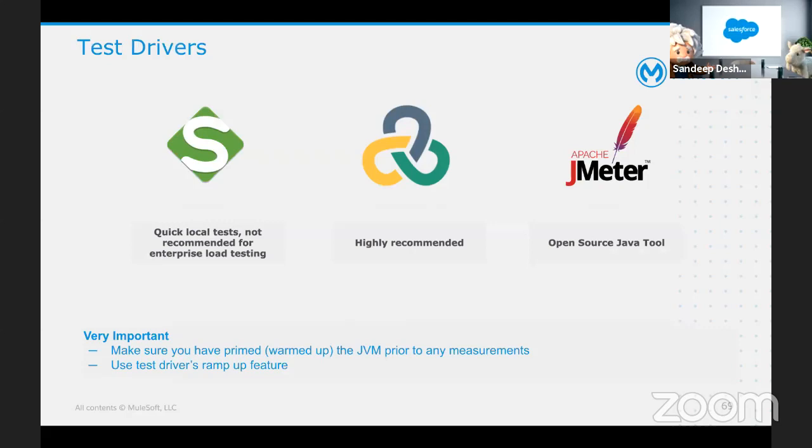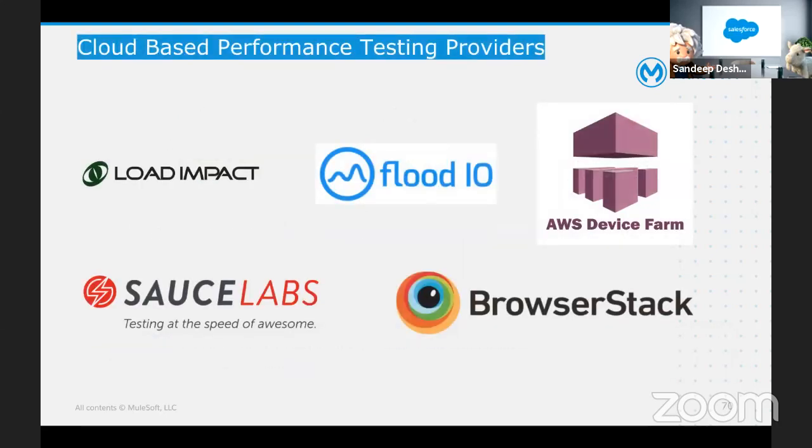The tools that we have available for performance testing are all open source: LoadRunner, Apache JMeter, and SoapUI. I have done most of my testing in JMeter. SoapUI has some capabilities, but I don't usually use that. Some of the cloud-based performance testing providers are Flood.io, which is something I've tried before, then AWS Device Farm, Load Impact, and Sauce Labs. You can decide which one is easiest for you to use for this testing.